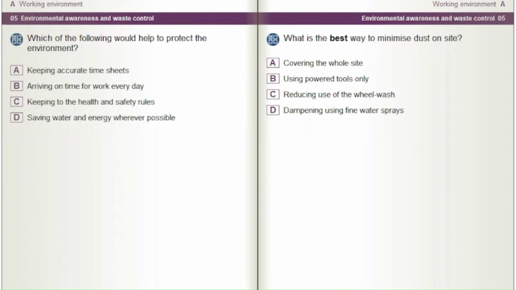Which of the following would help to protect the environment? Keeping accurate timesheets. Arriving on time for work every day. Keeping to the health and safety rules. Saving water and energy wherever possible.